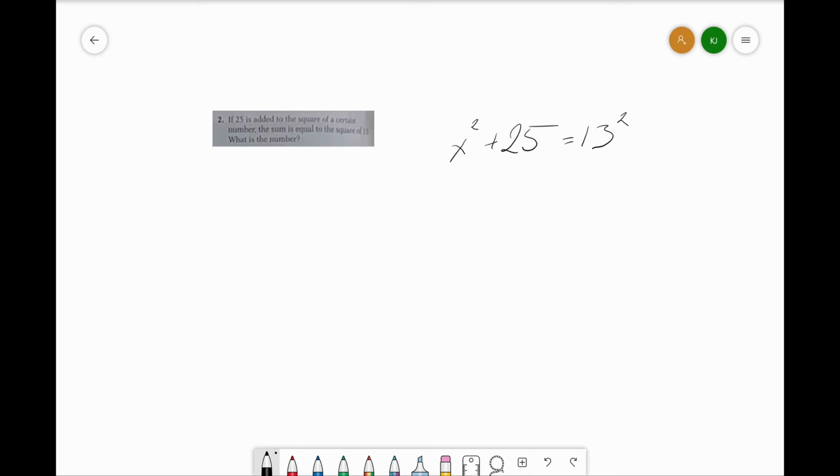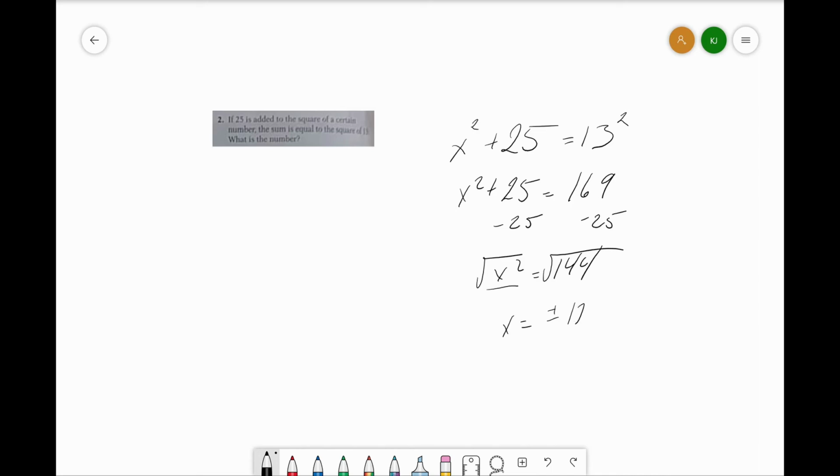So then what we can do is ask, what is 13 squared? 13 squared is going to be 169. And then we can subtract 25 from both sides to get x squared is equal to 144. And here's why we needed this to be squared, because we're going to square root both sides. So this is going to be a positive or negative 12. And there's our answers. So remember, we're thinking logically, but we also need to remember what we know and build upon it and use our context clues.